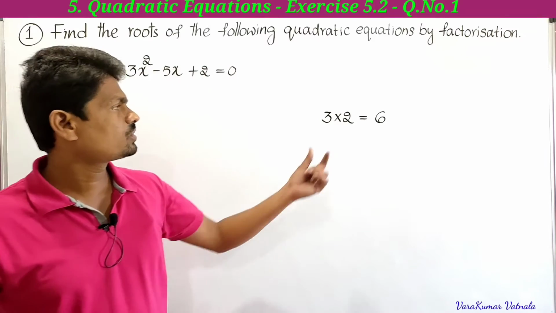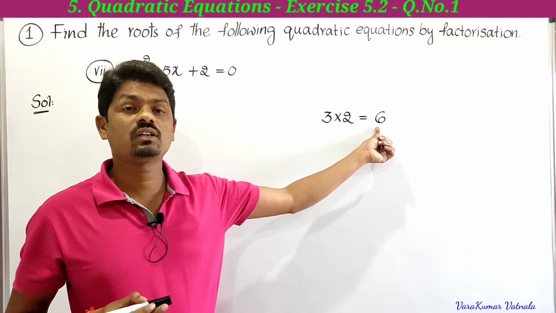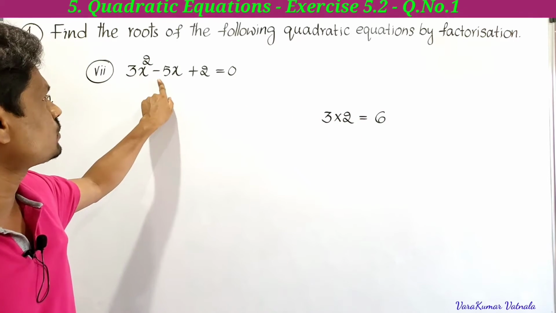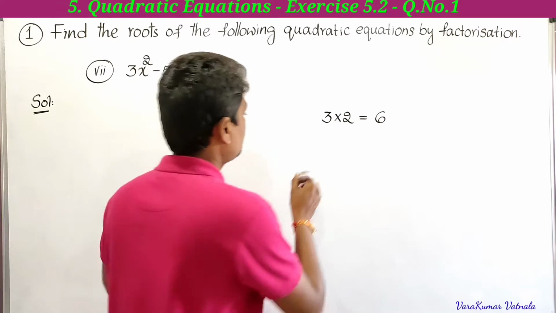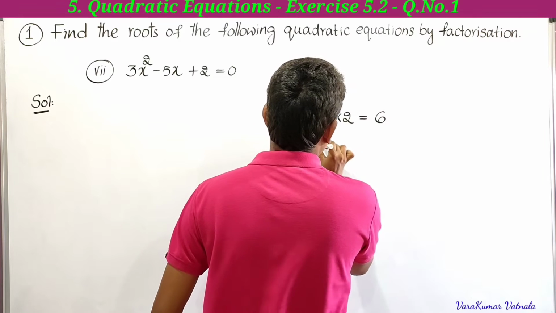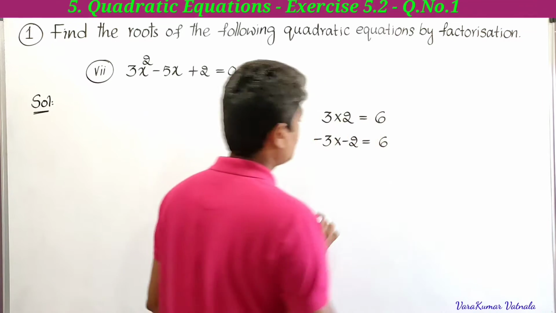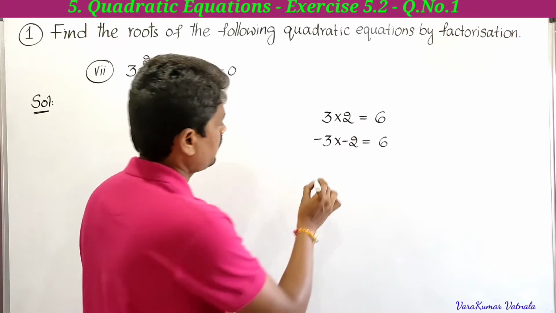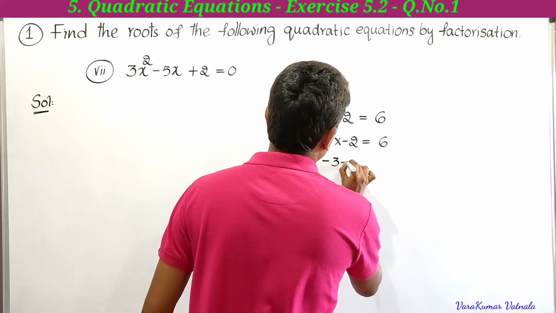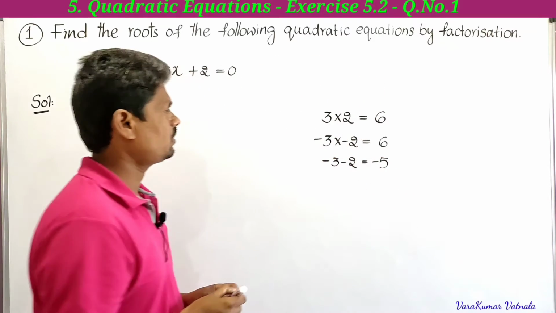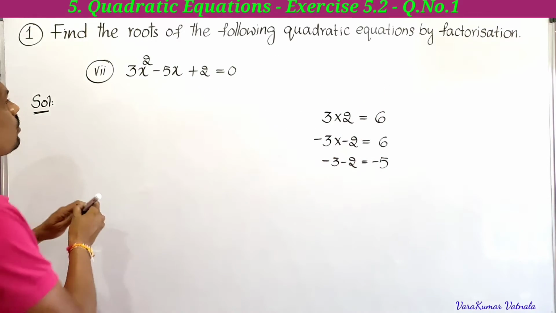So now we have to select two factors for 6. Their product should be plus 6, sum should be minus 5. So I am taking here minus 3 into minus 2. Minus 3 into minus 2 equal to plus 6. Minus 3 minus 2 equal to minus 5. So these two are the factors. Okay. So now see here, how can we write?